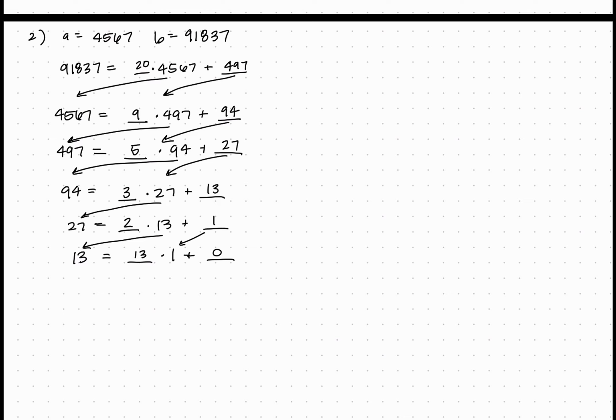Once you get your remainder of 0, remember, just go up to the line right above it, and that gives you your GCD. Therefore, my GCD of 4,567 and 91,837 is equal to 1. Well, that's different than last time. If we have a GCD equal to 1, that means that these two numbers are relatively prime. They have no factors in common. All right, so now let's do the second part of our process.